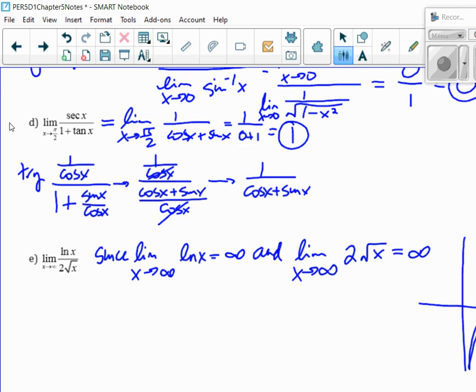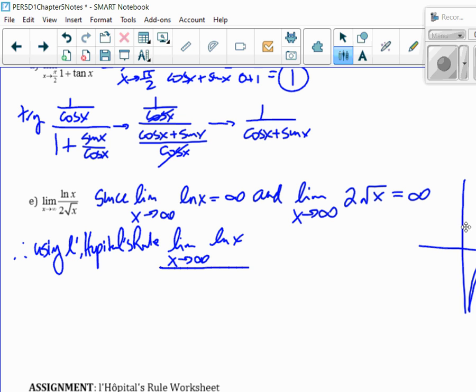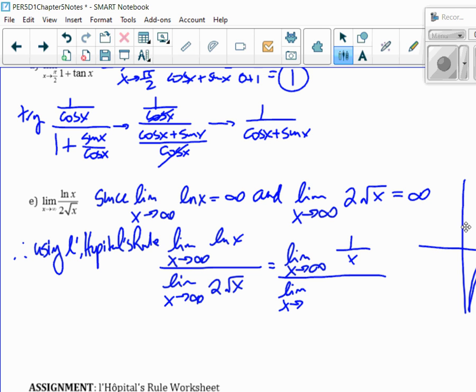What do I usually say? Using L'Hopital's rule. Therefore, using L'Hopital's rule, the limit as x goes to infinity of ln x over 2 root x is equal to the limit as x goes to infinity. And what's the derivative of ln x? 1 over x. Very good. Over, and what is the derivative of 2 root x?